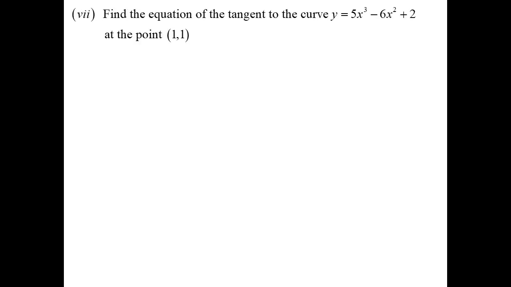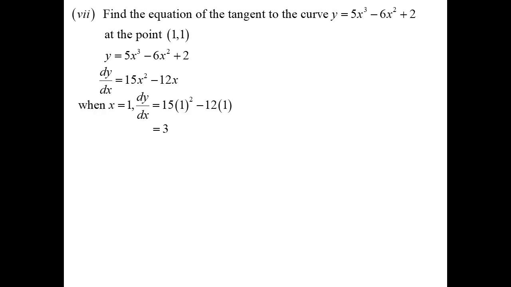Find the equation of the tangent to the curve, and this is a cubic of course, at the point 1, 1. There's my function, 5x cubed minus 6x squared plus 2. To find the equation of the tangent, I need the gradient function. So we differentiate: 15x squared minus 12x. Now that's not the gradient, that's the function that allows us to find the gradient. We now need to tell it what point we're looking at. Well, I'm interested when x equals 1.